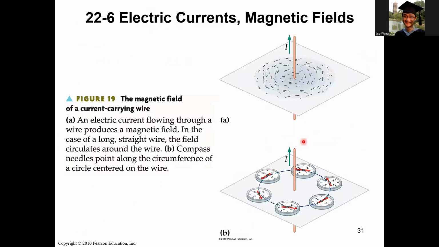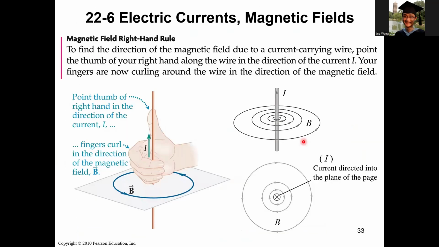And after this, we learned that three things can generate a magnetic field. Okay, so we learned the magnetic field distribution around the bar magnet. Then we learned the magnetic field direction along a straight wire.